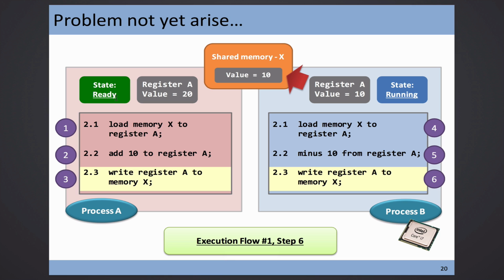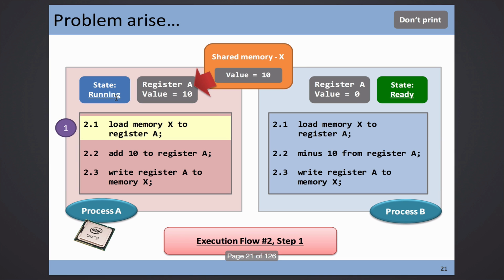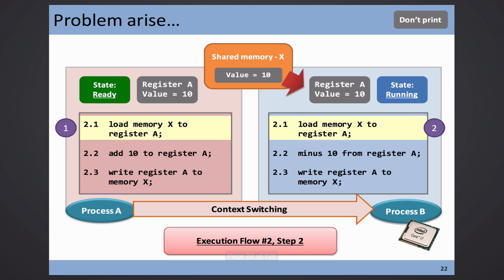Now I give something abnormal. The abnormal case is like this. Context switching may happen at any time and any place. So maybe we can have this execution sequence. First, process A is selected, and it loads the memory into register A. And then what? Suddenly, someone hits the keyboard, generating an interrupt, and after the interrupt, the scheduler does a context switch.